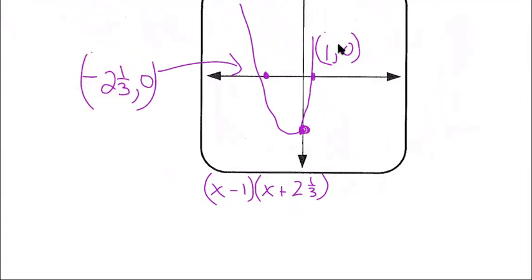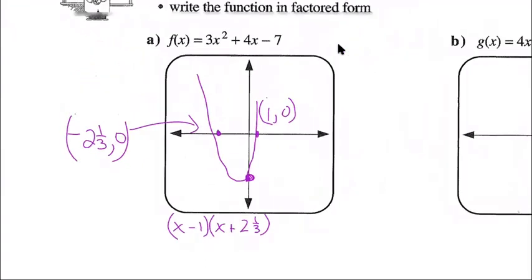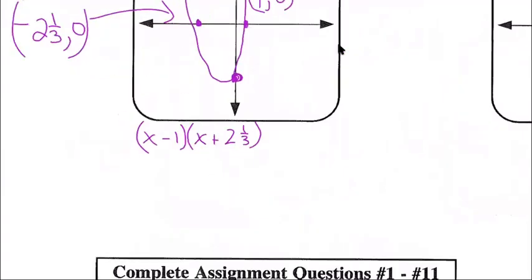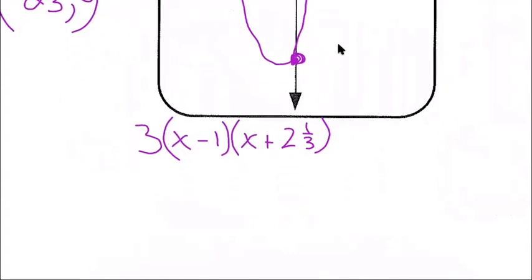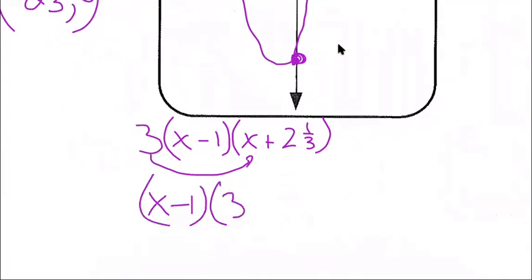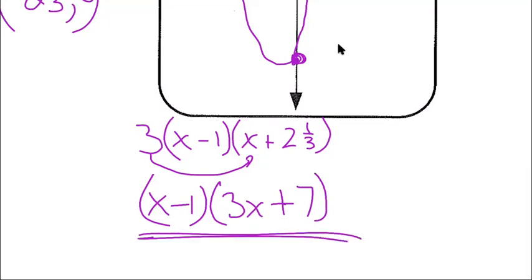And then we just have to remember that in factored form, we have to have this 3 out in front. If we're getting our factored form this way, 3 goes out in front. But I can't have that 2 1/3 there. It looks a little messy. So I'm going to bomb this 3 into this bracket. Give me x minus 1, 3x plus 7. 2 1/3 times 3 is 6 and 1 is 7. There's your factored form.